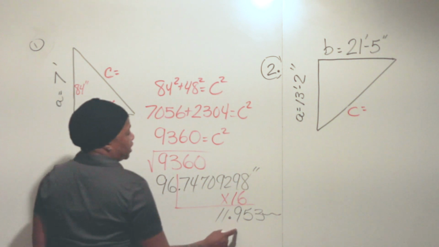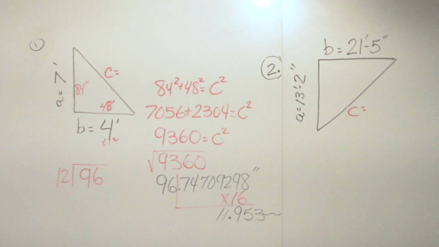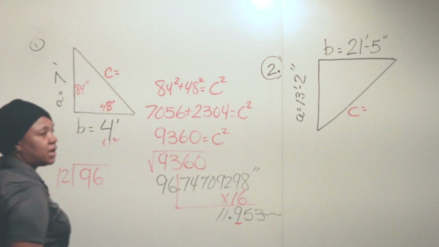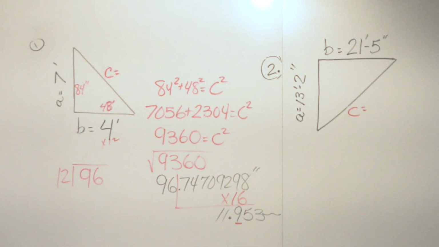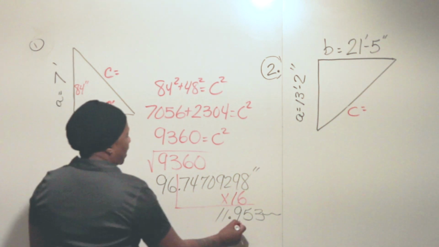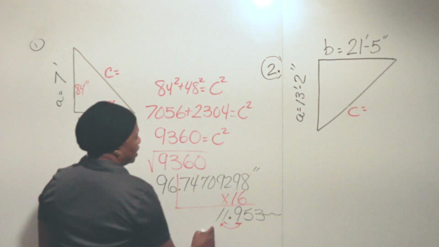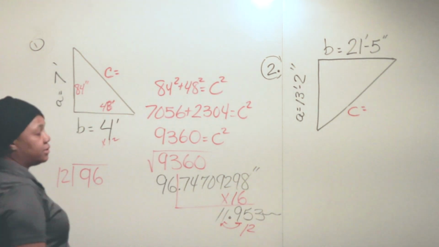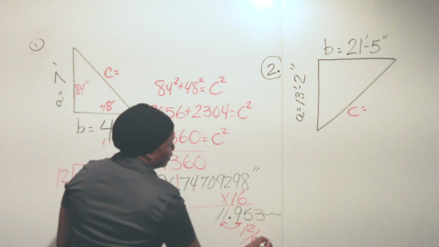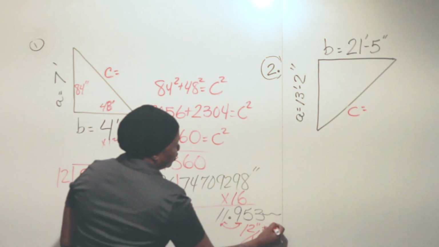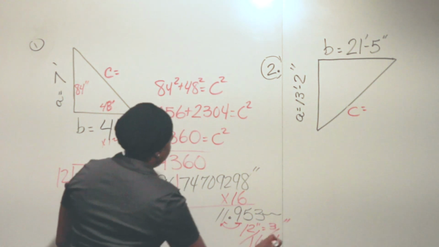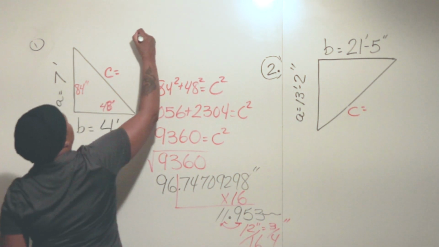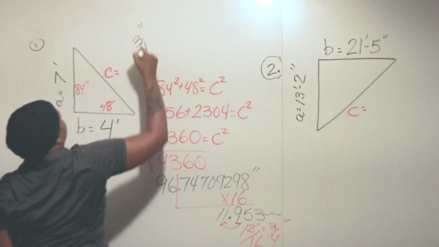We got 11.953. The number immediately to the right tells me whether to round up. We're rounding up the whole number because we're looking for the numerator for our fraction. So that 11 becomes 12. We can round up. Denominator, 16. Always ask, can we reduce? And we can. We got 3/4 of an inch. And we know that part of this answer is 3/4 of an inch.